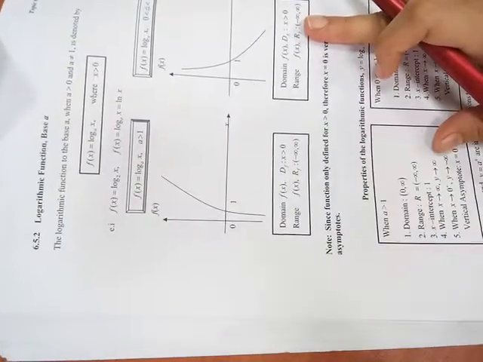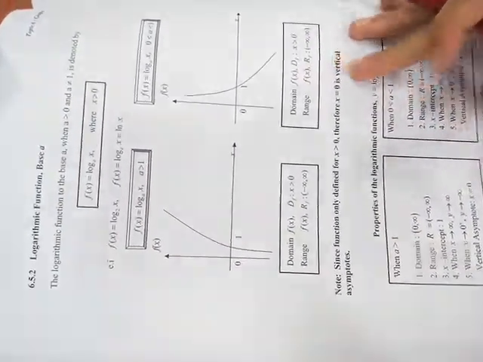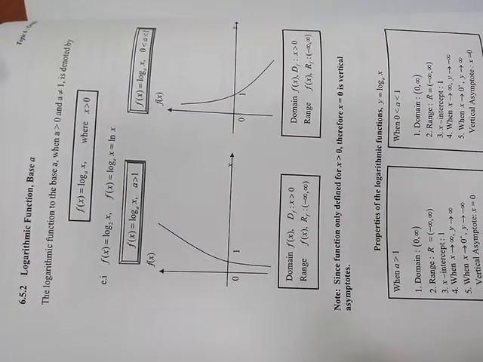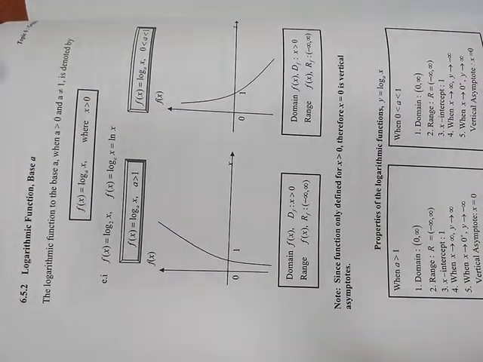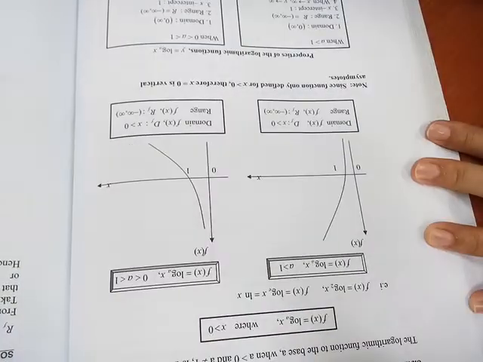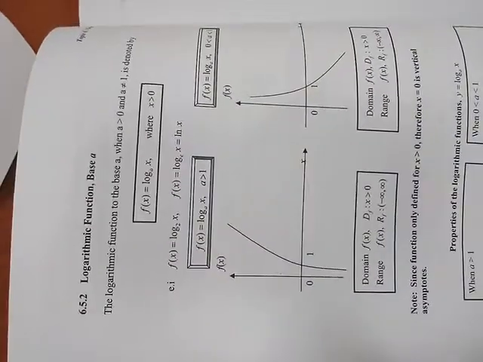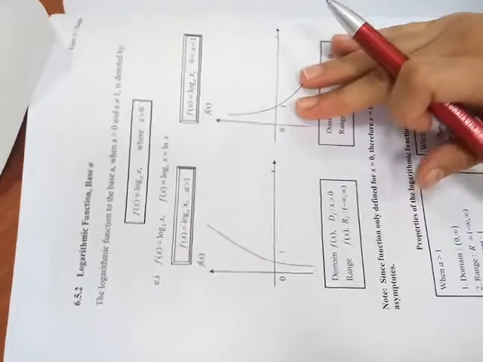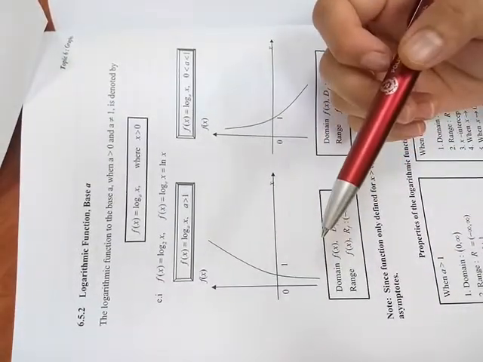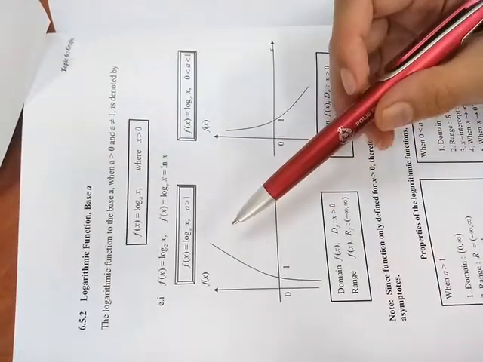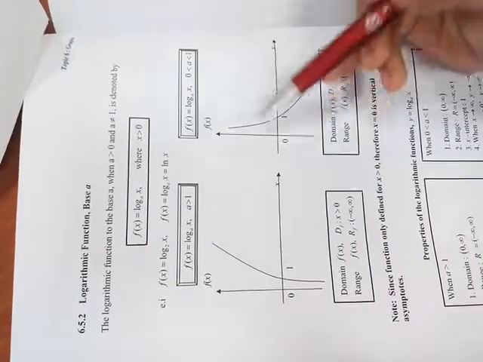Okay, now let's continue with the logarithmic function. For the logarithmic function, basically the shape looks like the exponential function, if you can see. But now it is a vertical graph. Just now we made the exponential function horizontally, but the logarithmic function is vertical.